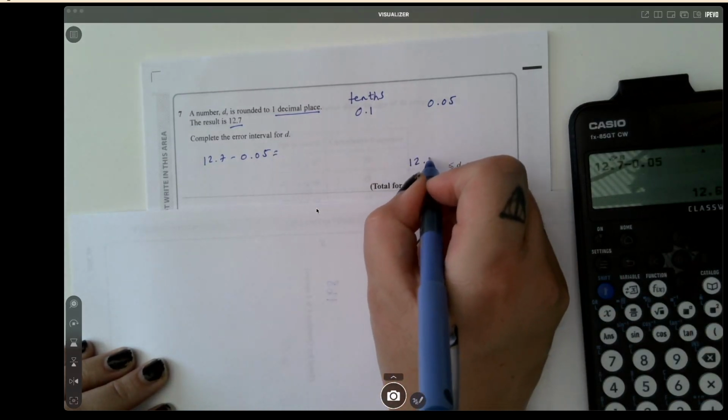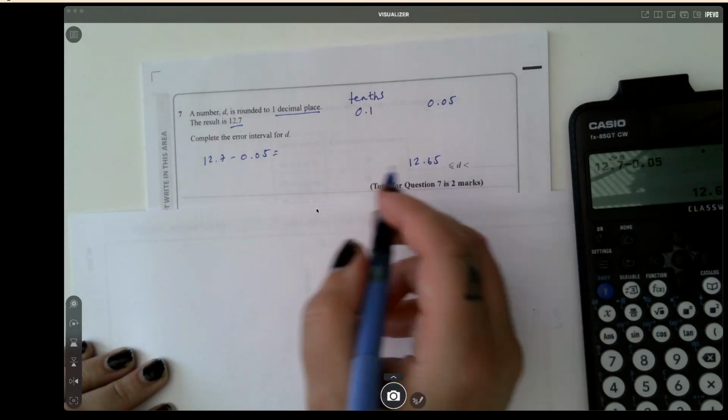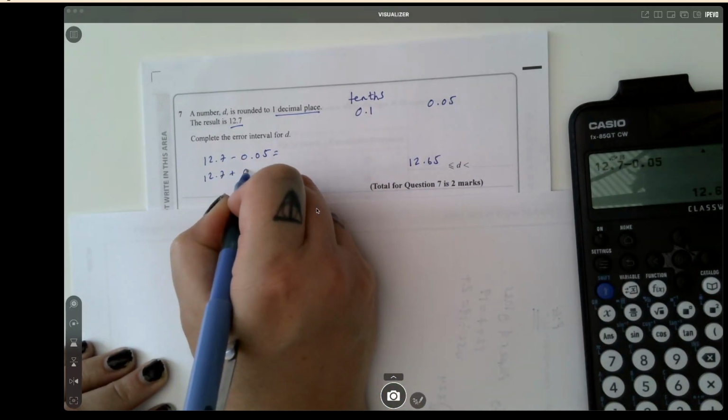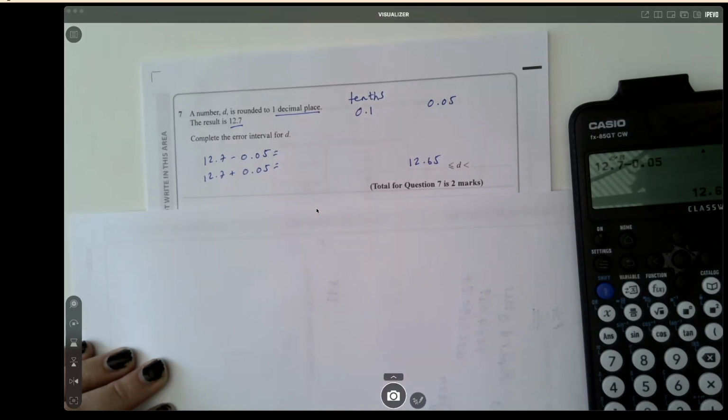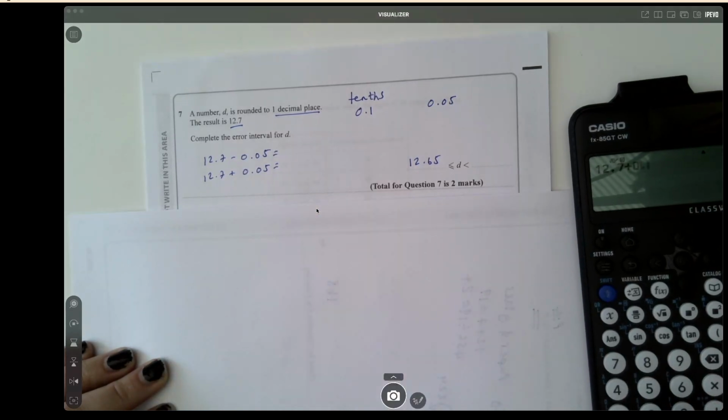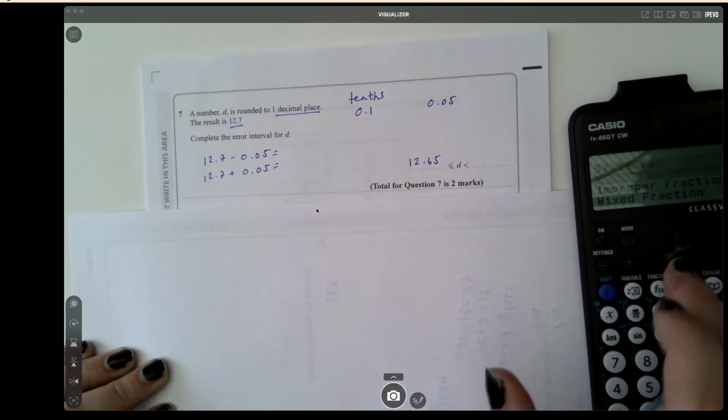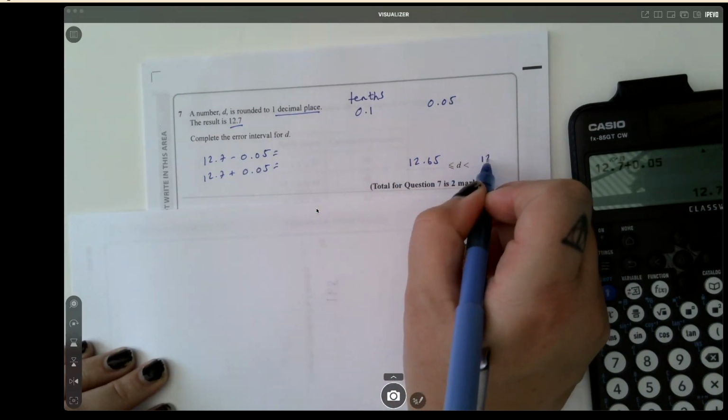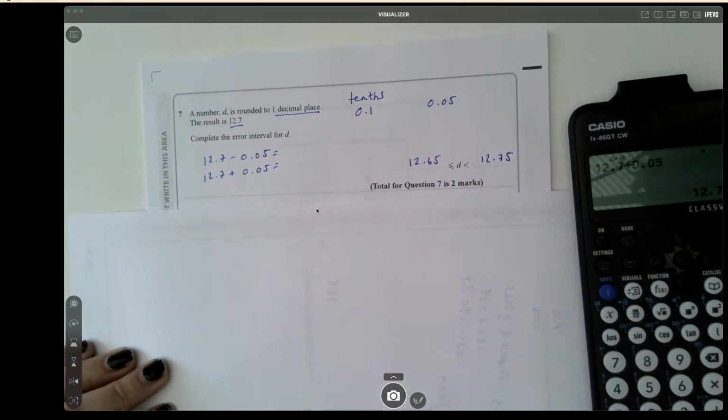Which is 12.65, and then for the upper bound we do 12.7 add 0.05, which is 12.75.